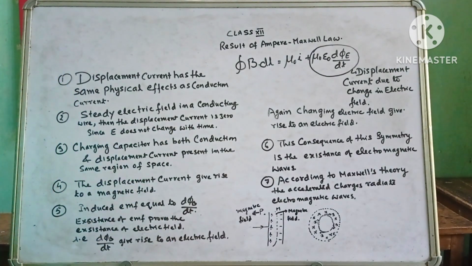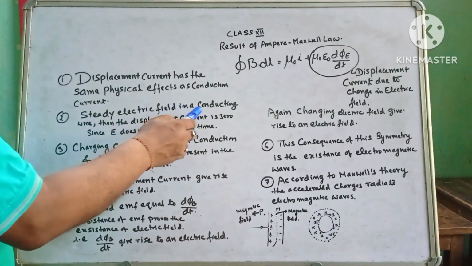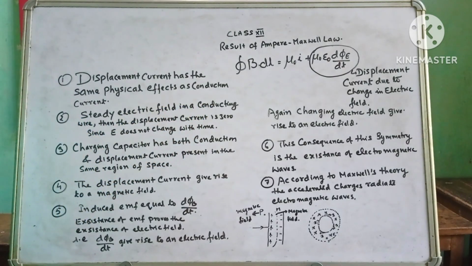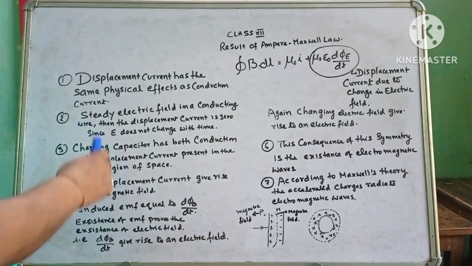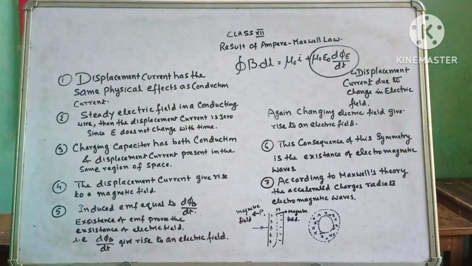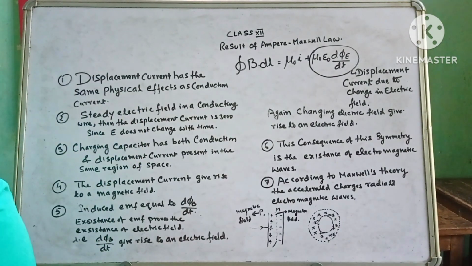Now the second point is steady electric field in a conducting wire. If there is a steady electric field, meaning there is no change in electric field, then there will be no displacement current because there is no change with respect to time.